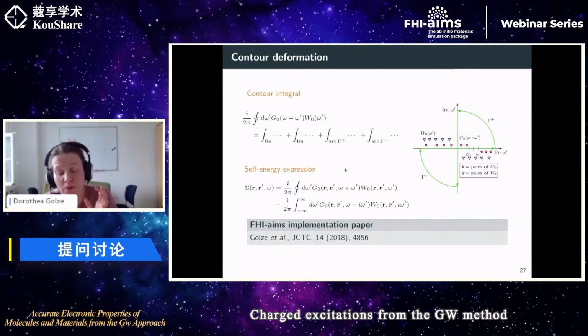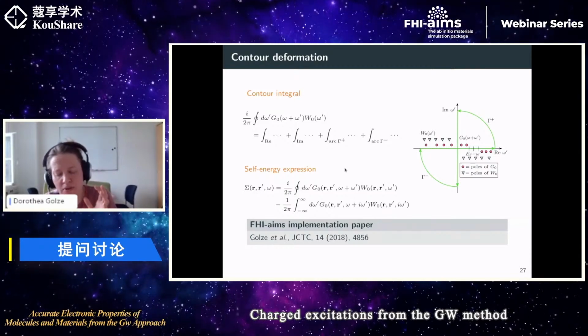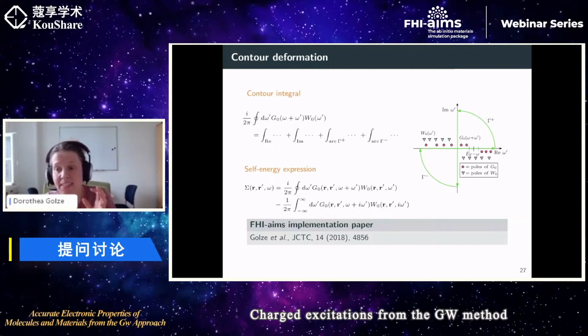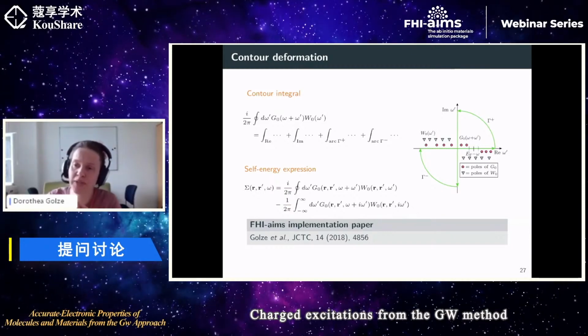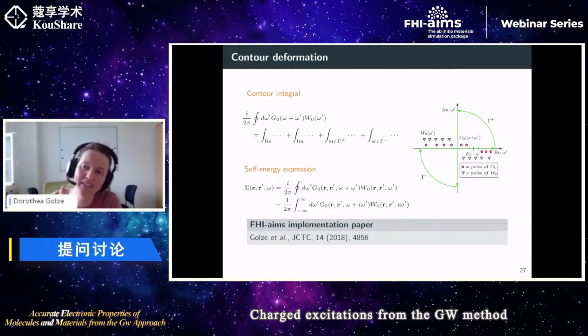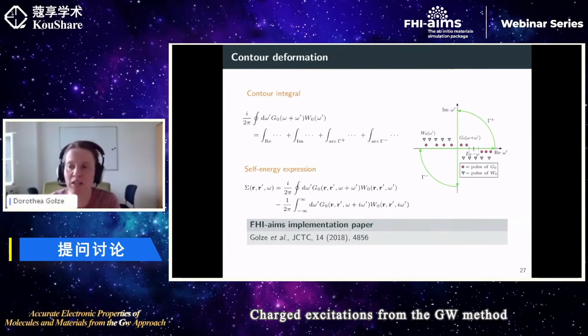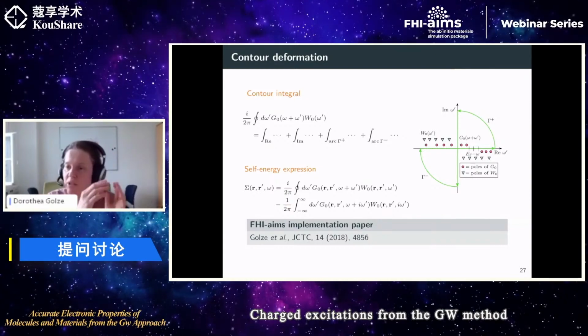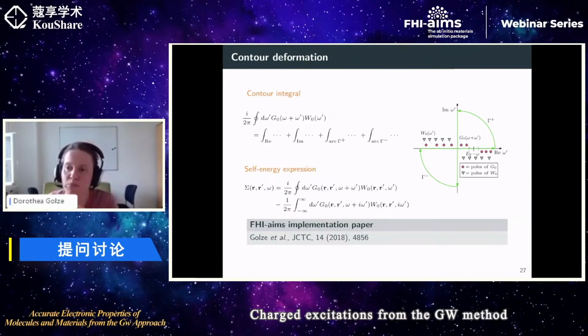And to explain, for valence states you have only very few residues, right? So you basically keep the W scaling, because you don't sum over all occupied states, but only one, two, or three contributions.